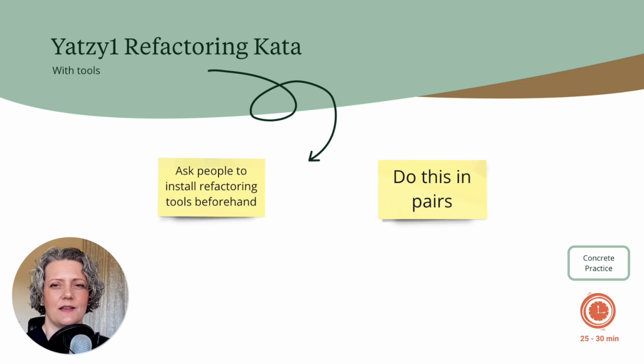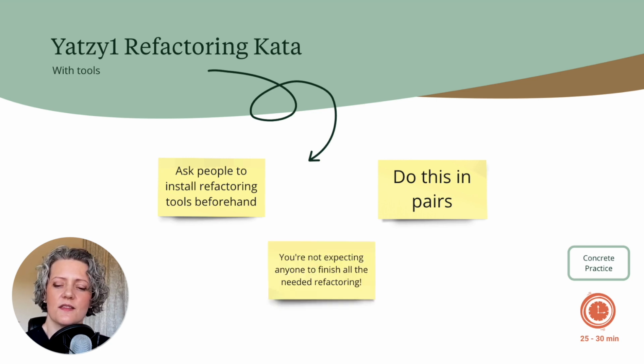It's a practical skill, this refactoring. The other thing to note is that this is quite a large refactoring kata. You're not expected to finish all of it in the time you've got here. Yatzy 1 has got loads wrong with it that needs fixing. Try and get people to focus on the one refactoring move that I've just demoed, converting those static methods to instance methods with that sequence of moves, and get them to do that repeatedly. That's what we're trying to practice here, not making this code perfect.